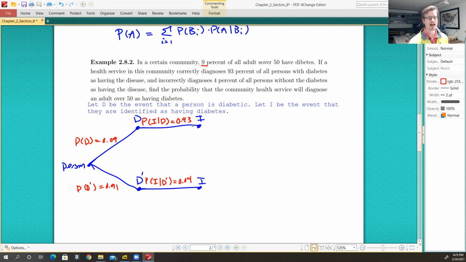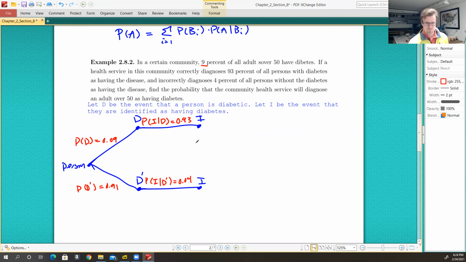Notice that these do not need to add up to 1 at all, because the complement of this would be, well, there are several things that are in the complement of this, not just this thing here. So we've got to be really careful about that. These do not need to add up to 1, but these do, because these are not complementary events.